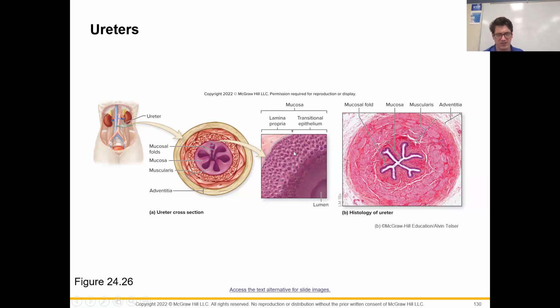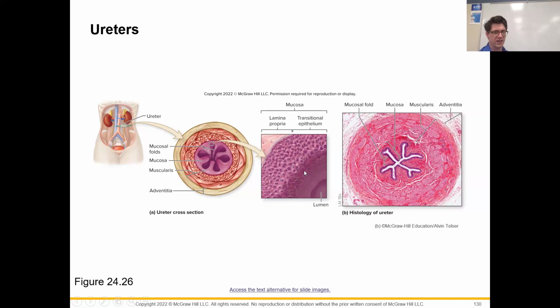Now, the ureters are going to contain a very thick layer of mucosa, where we have this first layer, which is our lamina propria, and then finally we're going to have this set of tissue down here, which we're going to call transitional epithelium. Okay, so lamina propria up here, and then we have this layer of transitional epithelium as we're getting closer and closer to the lumen. Now, in addition to having transitional epithelium here, we're also going to find these little folds of the mucosa in here as well that we're going to call a mucosal fold.